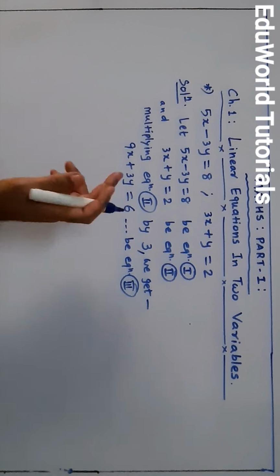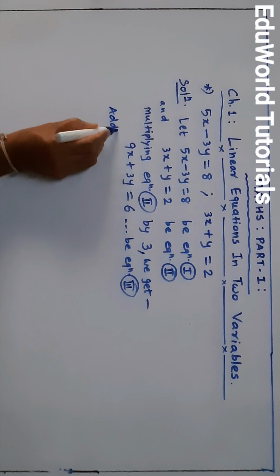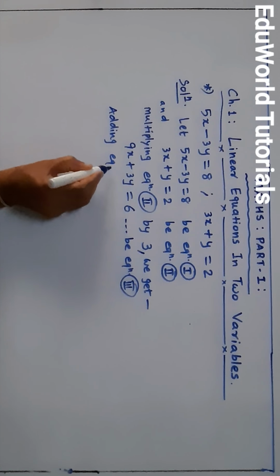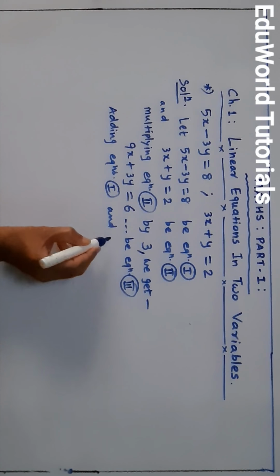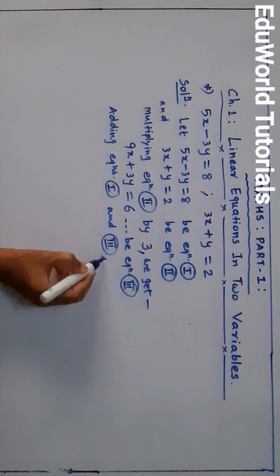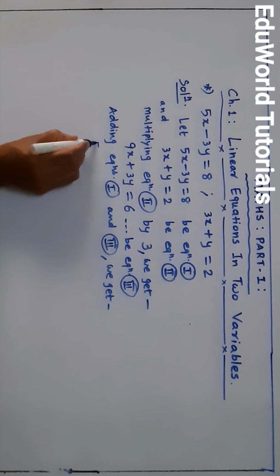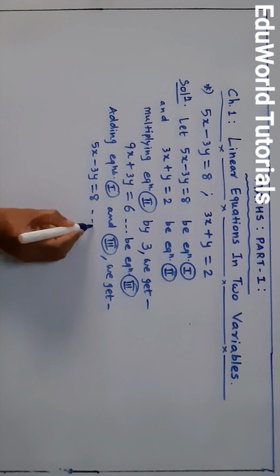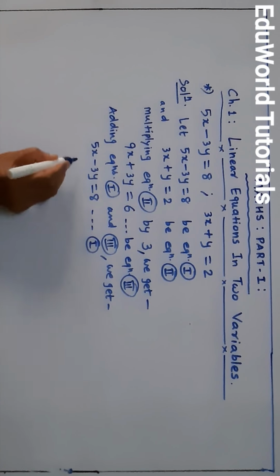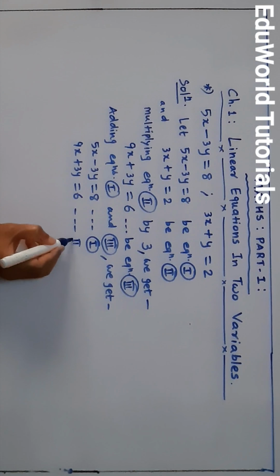So what is our next instruction we should write? Adding equations first and third. So I am adding the first and the third. The first equation is, as you see, 5x minus 3y is equal to 8. And 9x plus 3y is equal to 6 is the third equation.